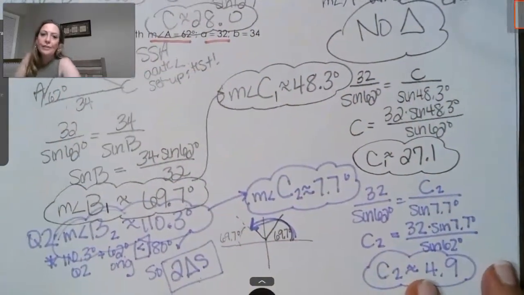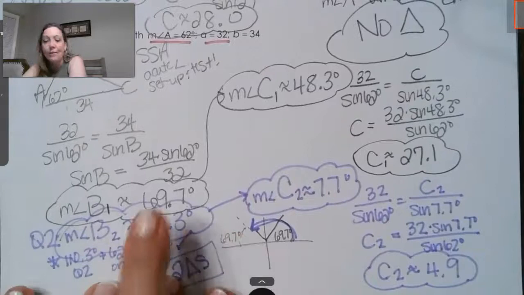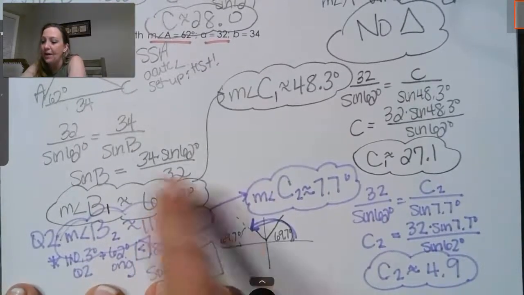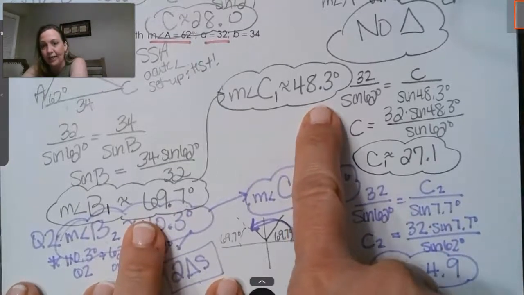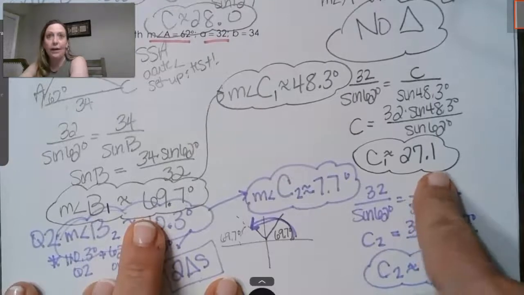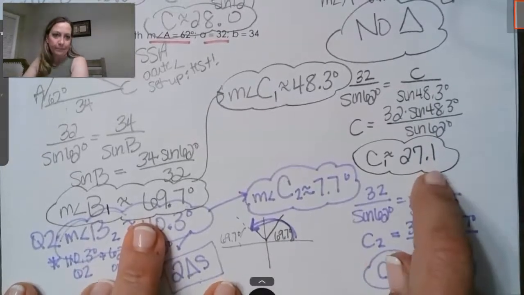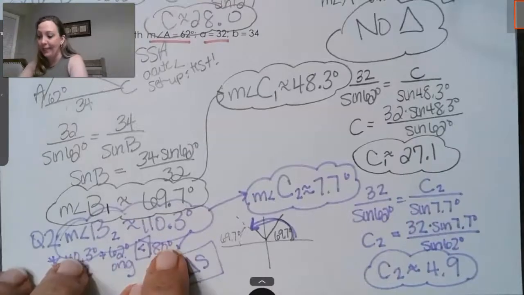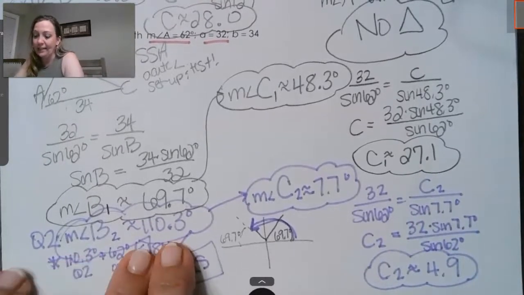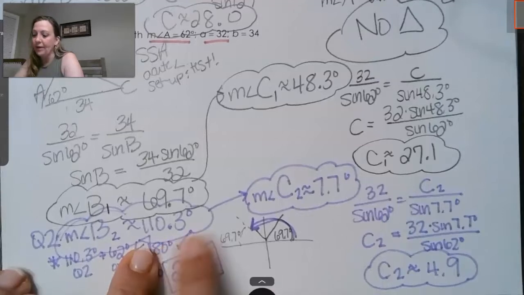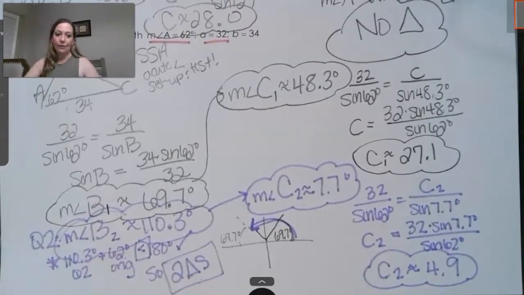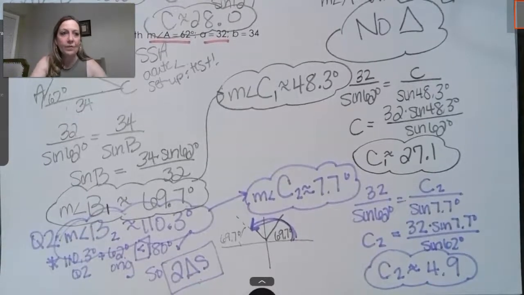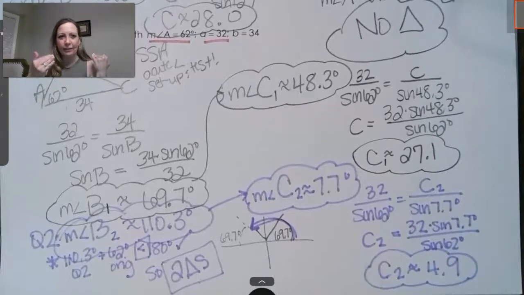So we have two sets of answers that are here. One possible triangle is that we have angle B that measures 69.7, an angle C that measures 48.3, and a side C that measures 27.1. Or angle B is obtuse and it is 110.3 degrees. Then the little angle C is 7.7 degrees. And then side C2 is 4.9. Okay, so let me kind of try to demonstrate, show you visually, like how we would get two triangles. Give me 1 second.